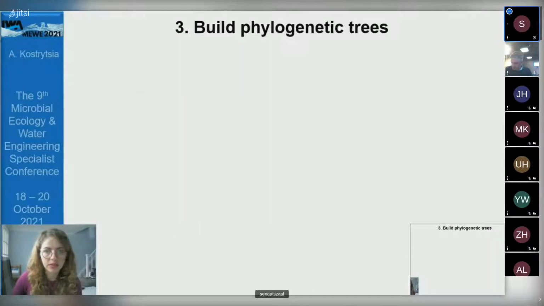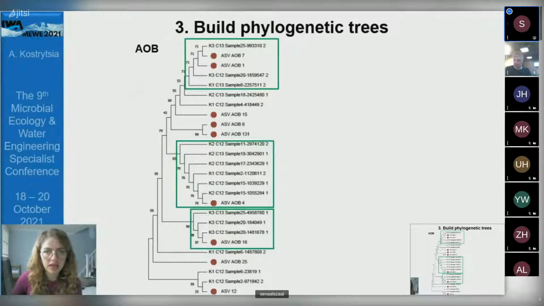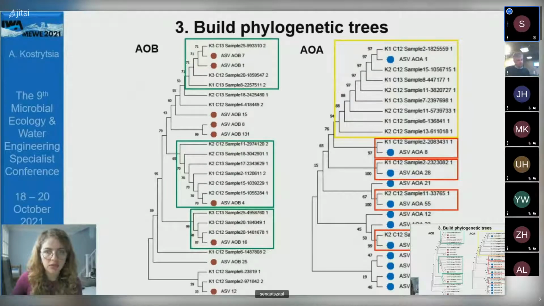Then we built a phylogenetic tree for AOB and AOA, and with those you see our ASVs from the amplicon study, and the other sequences are from contigs. Therefore, we see quite some clustering, and we would be able to rebuild some ASVs. And this is what we are currently working on at the moment.